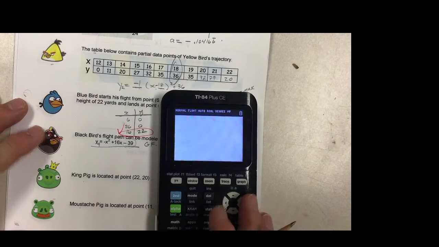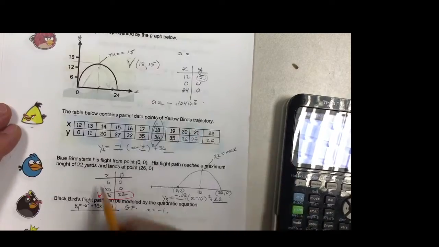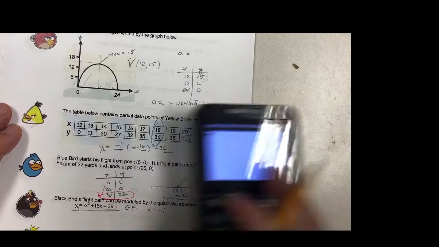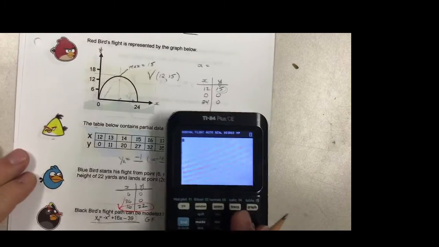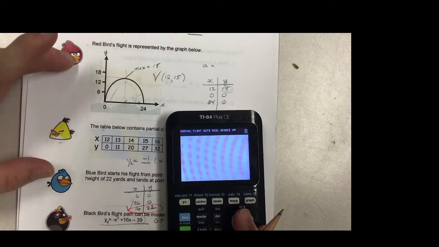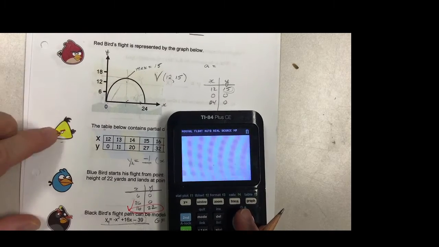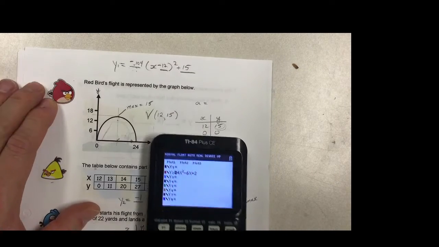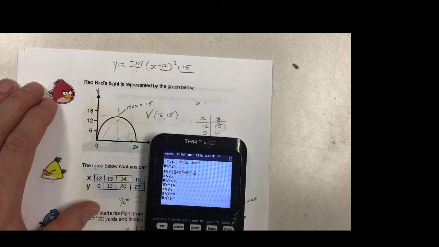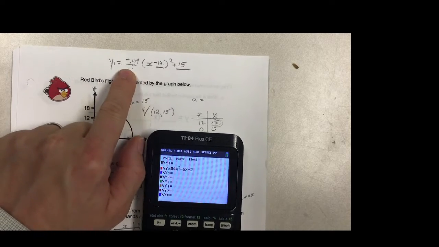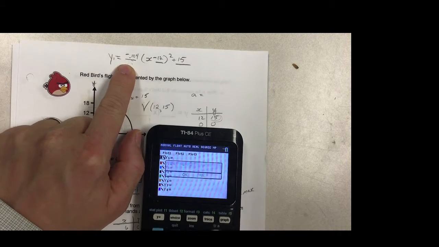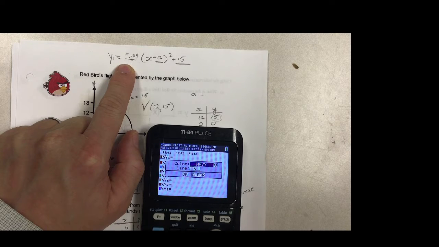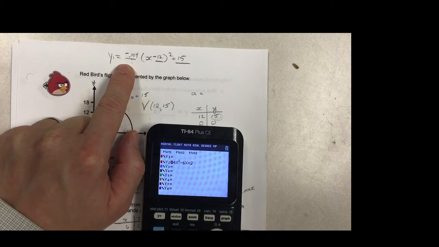We're just going to put these y1, y2, y3, and y4 into the calculator, and I'm going to try to make it nice and pretty here, where I'm going to make the red bird in red and the yellow bird in yellow and blue and black. So how do you do that? Y equals. What's the y1 equation? It is red, so I'm going to change the color here to red. Now, of course, you don't need to change anything, but I'm just trying to make it nice and pretty.